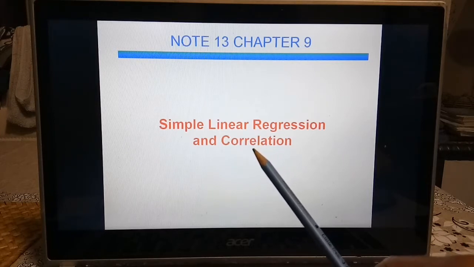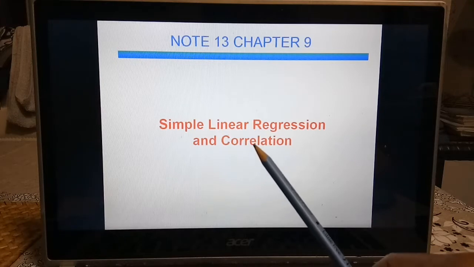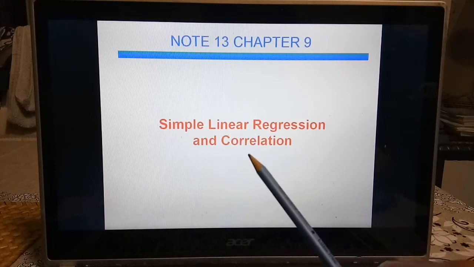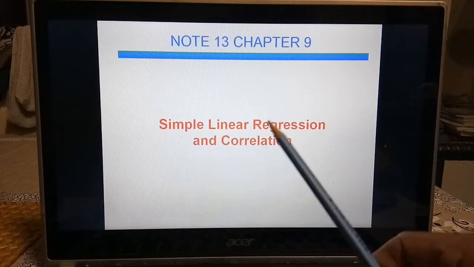So for example, between weight and height, between gender and grade, is there any relationship between having COVID-19 and body immunity and so on? So this is about a technique where we're going to find whether there exists a relationship between two factors or two variables.